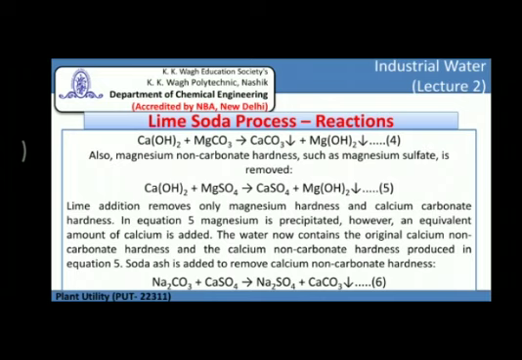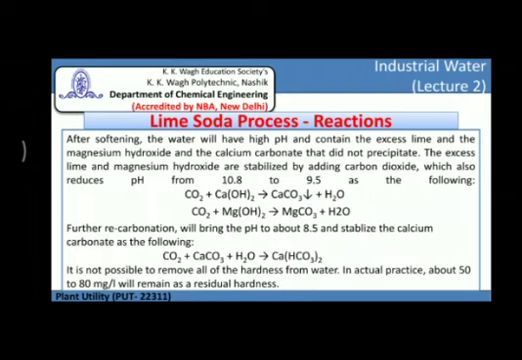We can see in reaction 6, soda, that is sodium carbonate, is added and reacted with this calcium sulfate, which is formed in reaction 5, and it will form sodium sulfate and calcium carbonate. Now again the calcium carbonate is in undissolved form, and it forms the precipitate at the bottom of the tank.